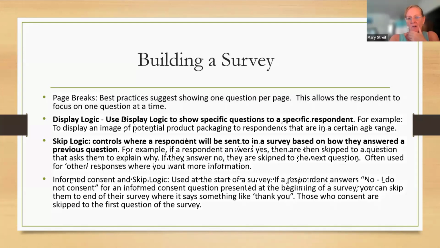Okay. So other things, page breaks, best practices: one question at a time per page. So if you have a 10-question survey, you should have 10 pages. The reason is it allows them to just focus on that one question at a time, so they don't get distracted by anything else. Again, this is what Qualtrics suggests, so they know best when it comes to this. It's their platform.